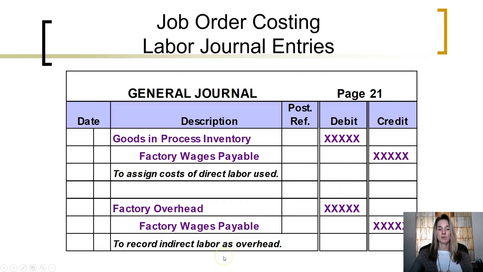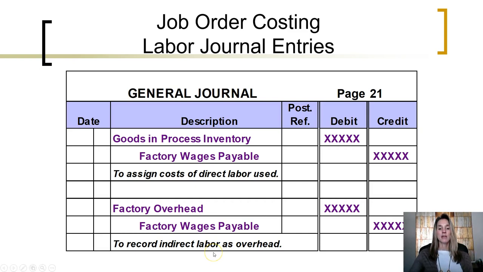For the indirect labor cost, which would be the cost of factory supervision and the cost of factory maintenance workers, these are the indirect labor costs. They are not directly working on producing the inventory. They are indirectly working in the factory to help produce the inventory.